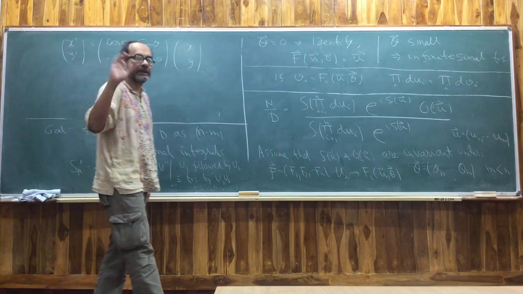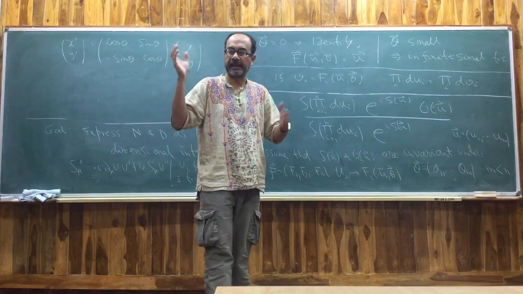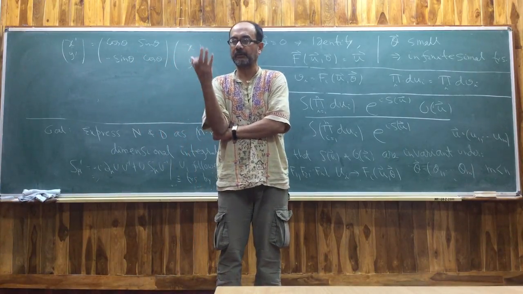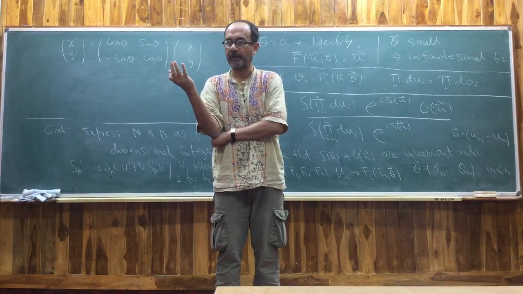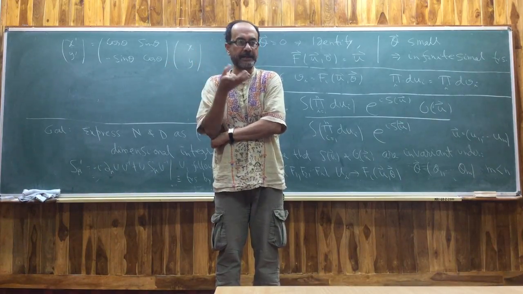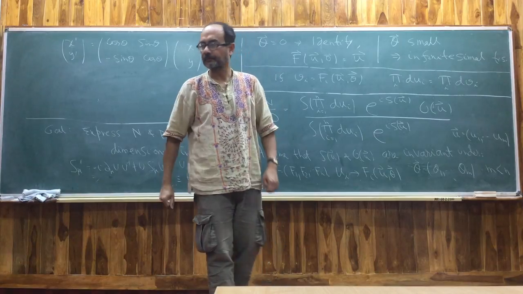And once we reduce it to an n minus m dimensional integral, one expects that we will not have the problems that we had earlier, because you have already fixed all the gauges. There's no gauge symmetry left anymore, because we have already chosen a gauge slice.